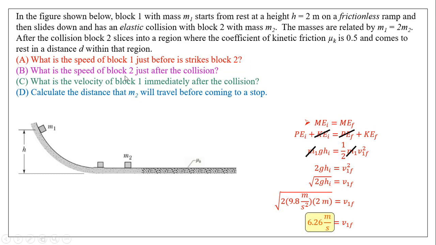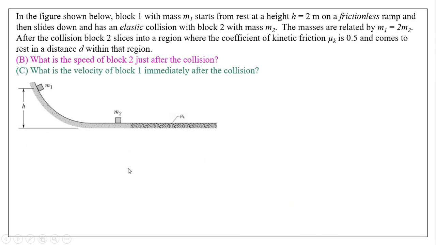Part B wants you to find what is the speed of block 2 after collision. So here in the diagram, I move M1 down to here because now we know that it's moving, and it's moving at a rate of 6.26 meters per second just before it strikes M2. So therefore we just go ahead and do this part B and C on this one. To do part B, all we have to do is set up conservation of linear momentum. That's because they are going to collide, and once they collide, the blocks will have different speeds as they move.